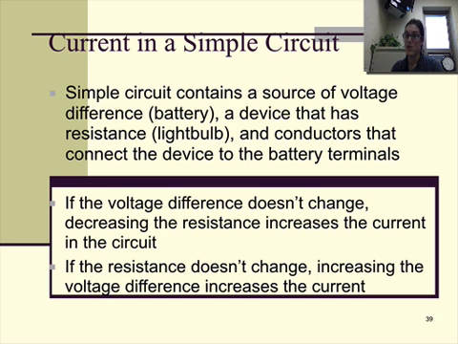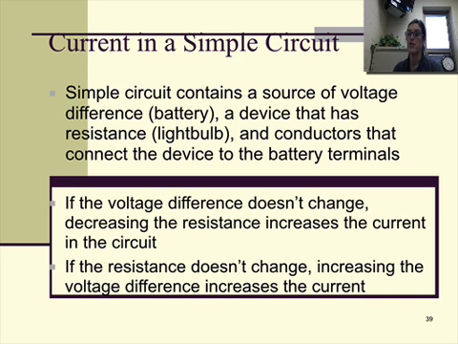A simple circuit contains a source of voltage difference, which would be a battery, a device that has resistance, like a light bulb, and a conductor that connects the device to the battery terminals, which would be like a wire. Remember, the battery is the voltage difference. This is what is producing the energy. A resistor is like the light bulb that we would hook up to our simple circuit, and the conductor would be the wires. If the voltage difference doesn't change, so if the battery doesn't change, decreasing the resistance increases the current in the circuit.